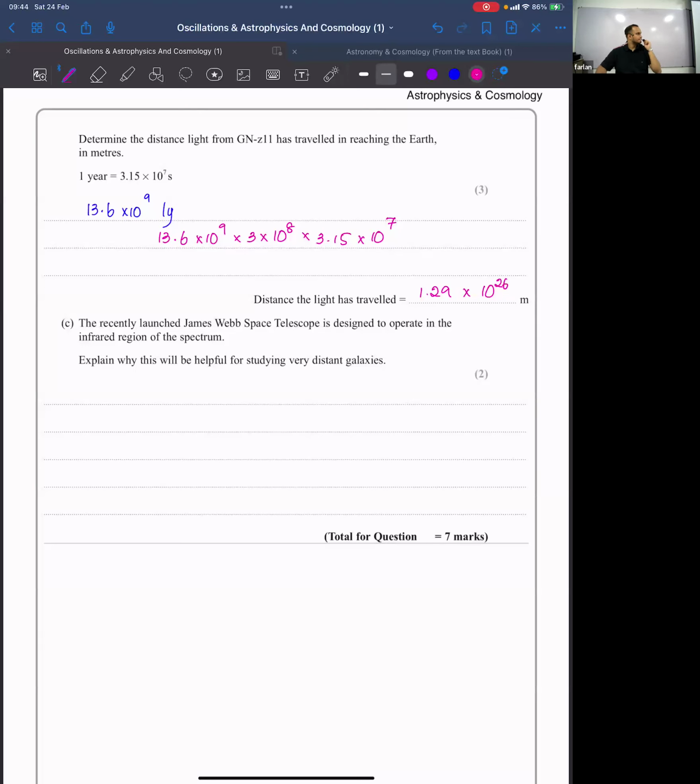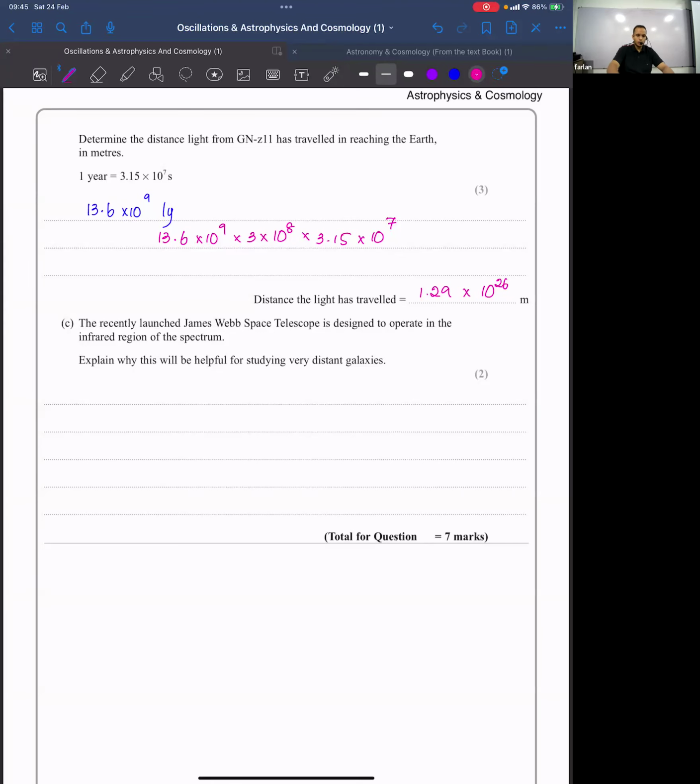Have you got this answer? The recently launched James Webb Space Telescope is designed to operate in the infrared region of the spectrum. Explain why this will be helpful for studying very distant galaxies. Why? 2 marker.